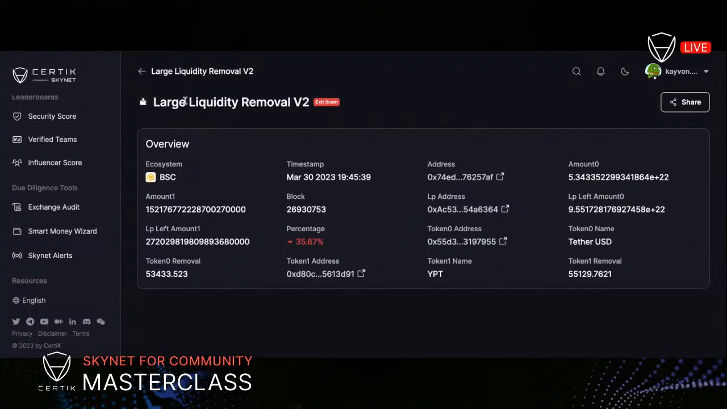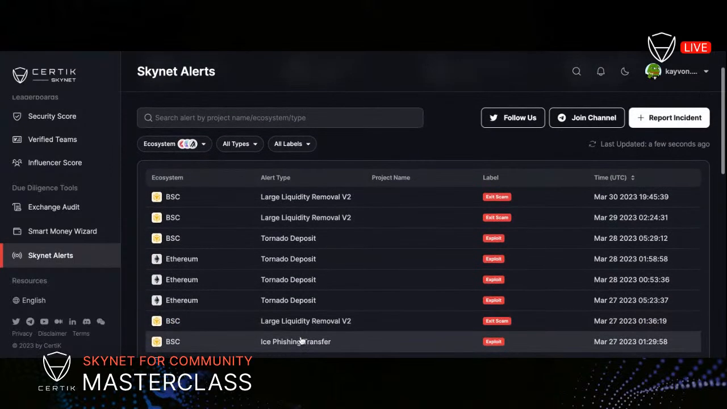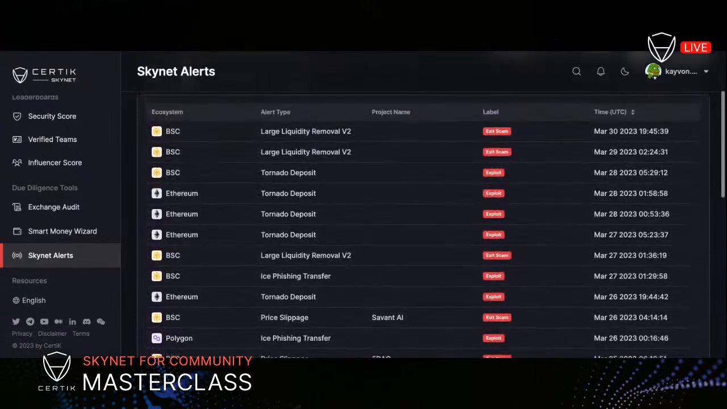So in this case, there was a large liquidity removal as an exit scam that happened March 30th on this timestamp on this block number. And then, this impacted the YPT token. You can see how much of the token was removed, and then you can see all the associated information. So, for any of our users that want to do a little bit more investigation or really try to learn more about different project hacks and alerts, this is a nice little database for them to go in and access that information.